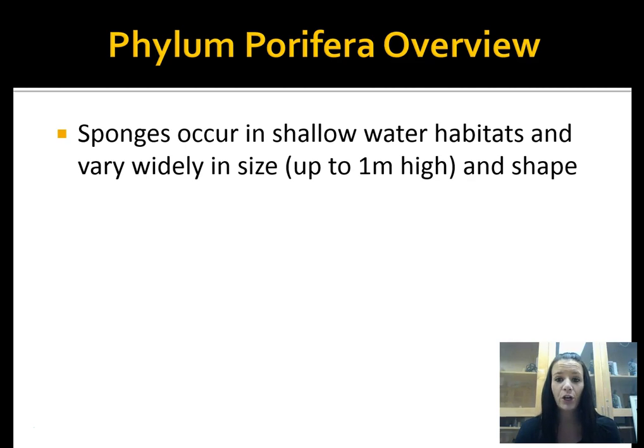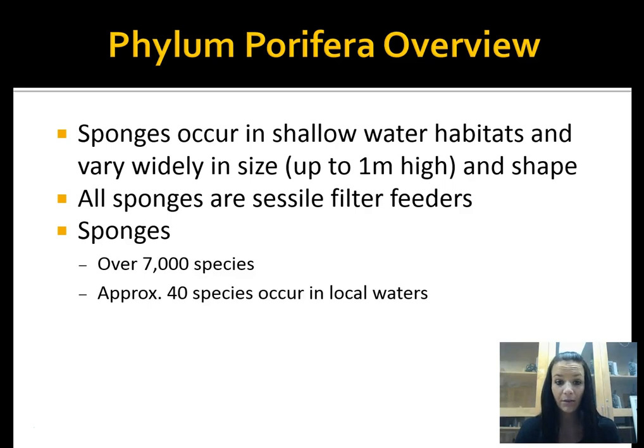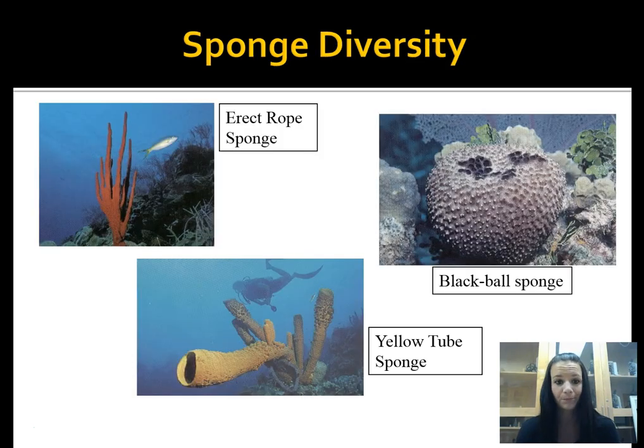Sponges usually occur in shallow water habitats, and they can vary in size. They can be up to 1 meter high, and their shapes also vary as well, which we'll talk about later. They're also sessile filter feeders, which means they don't move. And there's over 7,000 species. 40 of them are actually in our local waters off the coast of Georgia, and only 2% of all sponges are freshwater sponges. And none of them are terrestrial.